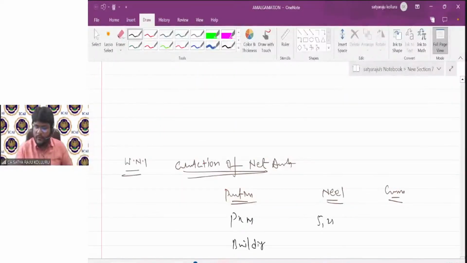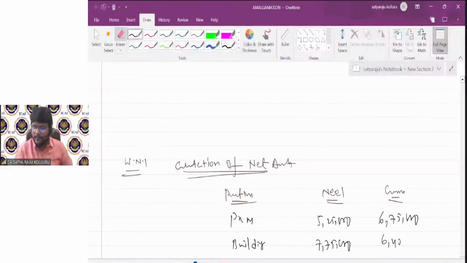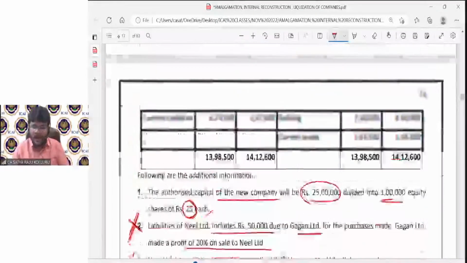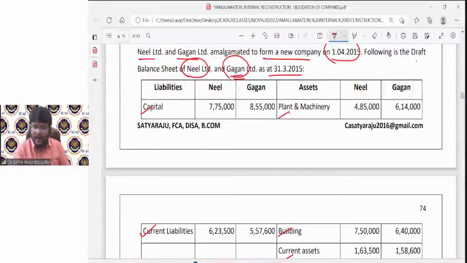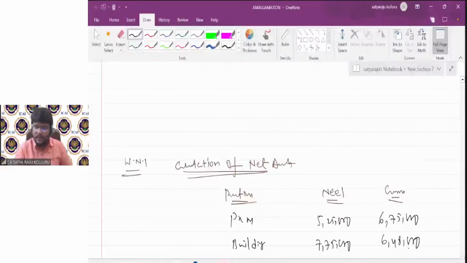5,25,000, 6,75,000. Next, related to building, 7,75,000, 6,48,000. Now assets minus outside liabilities means not only plant and building, any assets that are there, you can check. Plant and building over, then current assets. As it is book value, you can consider current assets as they are. Quickly, all of you.